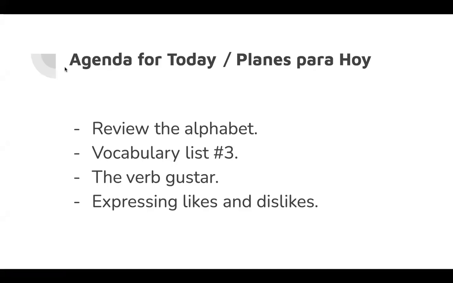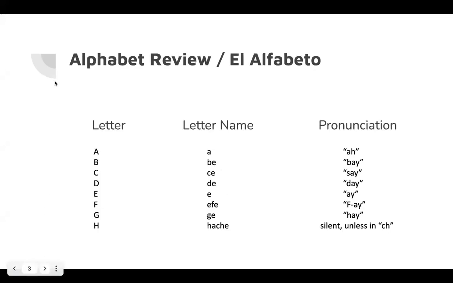So what I had planned for today is, on Friday we went over the alphabet, so I figured I'd go through that again. Then the vocabulary list number 3, the verb gustar and expressing likes and dislikes. We went through this already, but I don't think you were here for this.